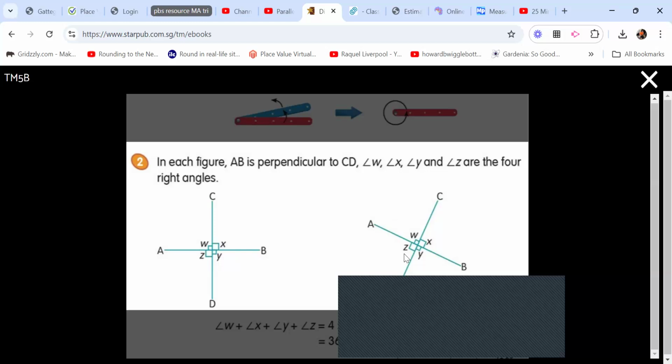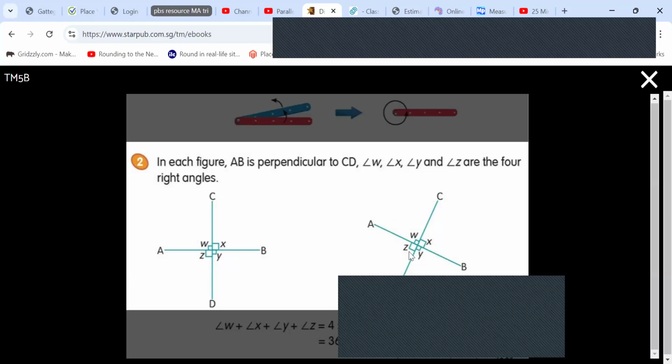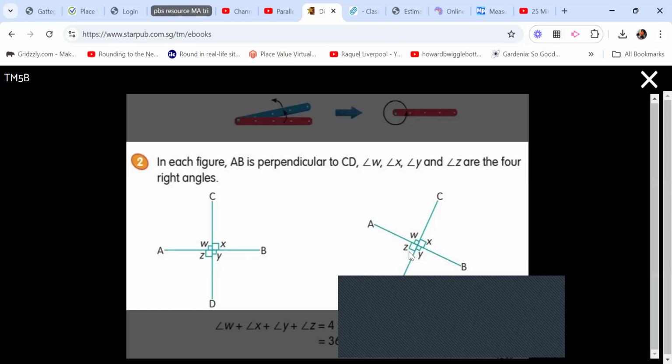360. Okay, very good. In this case, what do you think is the size of each? 90? How can you be so sure? They are all right angles. And what's another way to find it? There are 4 slices. They are all the same size. They are all right angles. What's the size of each angle? One is 90 degrees, right?